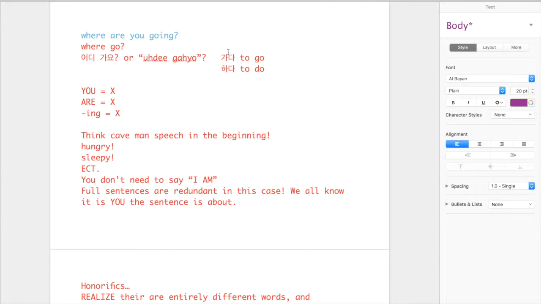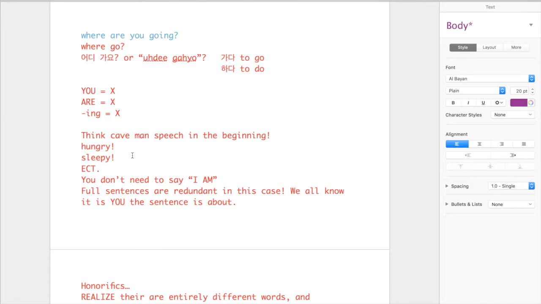So 가다 is to go, but 가 is really the verb. And that's just so that you can conjugate them later on with different things. But the verb stem, 가, if you add it with 요, then that is the polite form of saying go. So 어디 가요 is politely saying, where are you going?